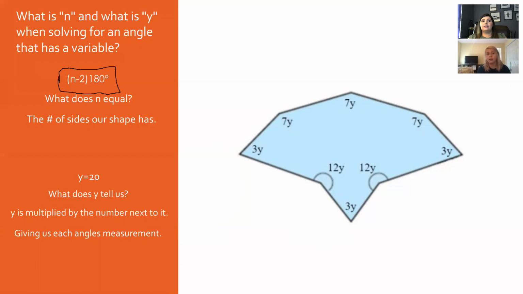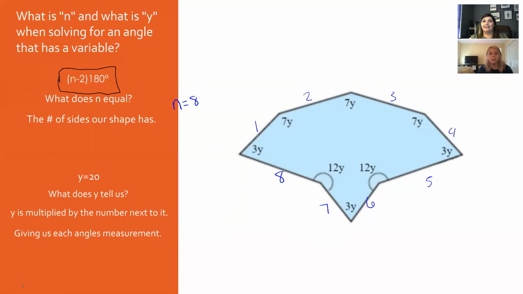Well, n is going to equal the number of sides. So all we would need to do is count the number of sides. So we have one, of course, two, three, four, five, six, seven, 8 sides. So n equals 8.